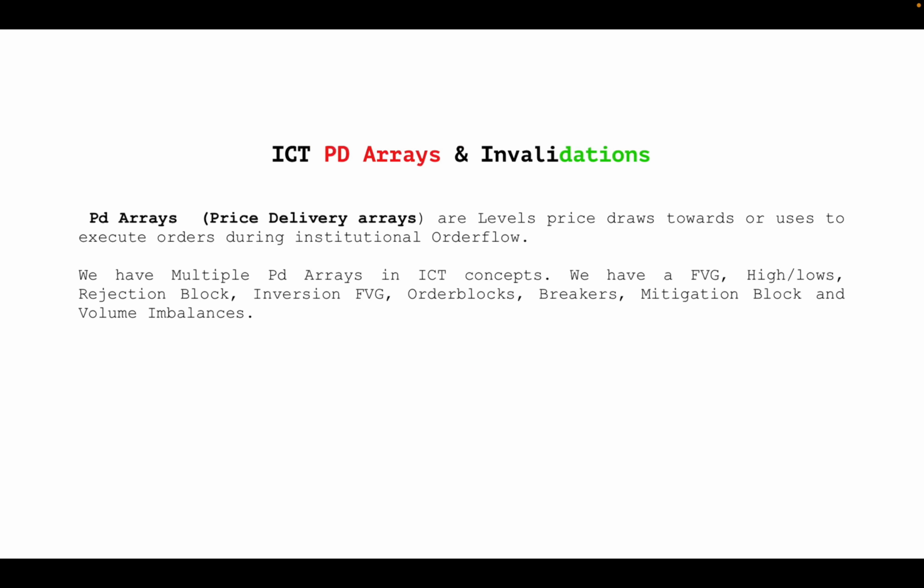Now, PD Arrays, price delivery arrays, are levels price draws towards or uses to execute orders during institutional order flow. We have multiple PD Arrays in ICT concepts. We have a fair value gap, highs/lows, rejection block, inversion fair value gap, order blocks, breakers, mitigation block, and volume imbalances. Now, some of these PD arrays can be used as entries and some are just used as targets, like highs and lows. They mark them out mostly as buy side liquidity or sell side liquidity during price action.